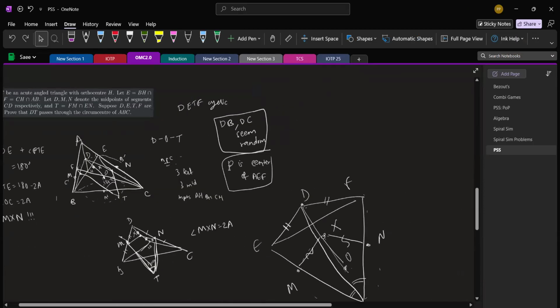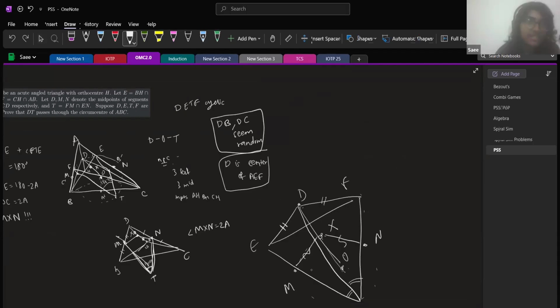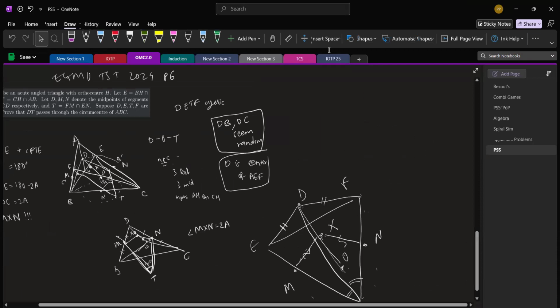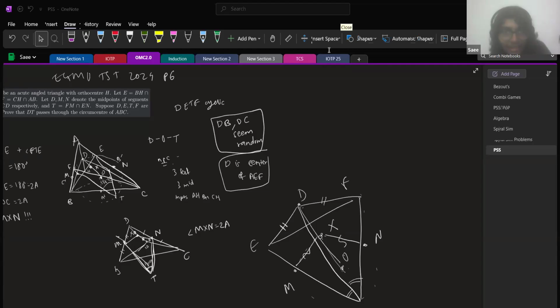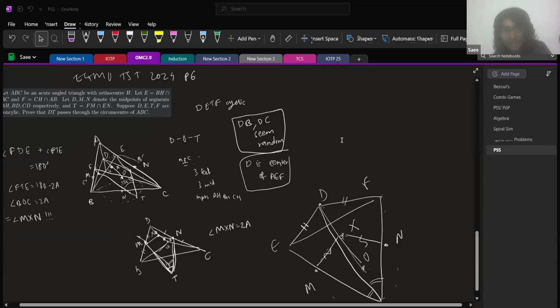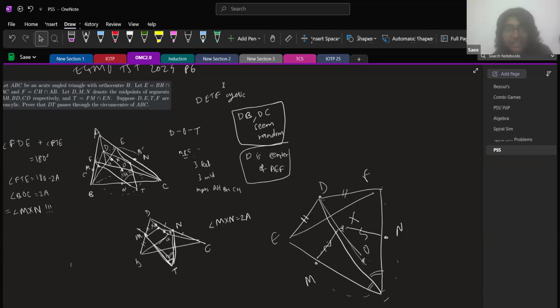But what problem was this? This is actually EGMO India TST 2024 P6. There is actually a complex numbers solution to this on the AoPS thread. I think Nanda has put it up, so you can check it out if you're interested. But this solution made me quite happy. So it's a happy solution, guys. Wait, is everybody on board with this? Yay, nay, maybe, I don't know.